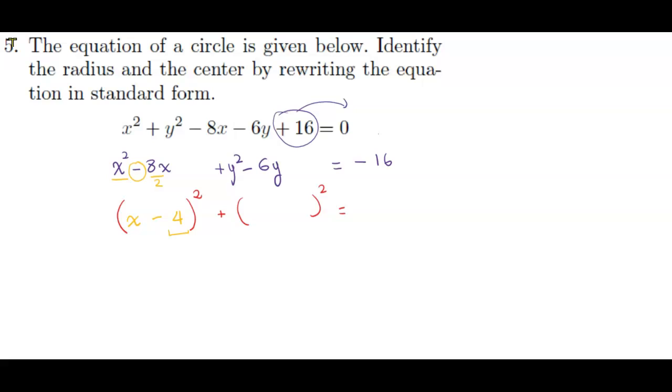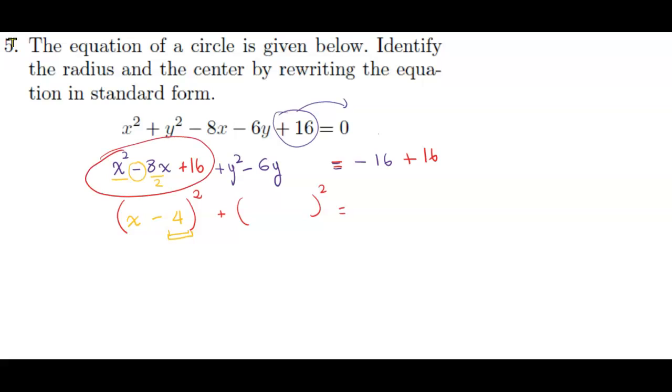Now the third term that you are missing is the square of this number over here. Alright, so 4 squared is going to be 16, so what you're going to be doing is adding 16 to this side, and to maintain the balance of the equal sign I need to add 16 as well to this side.